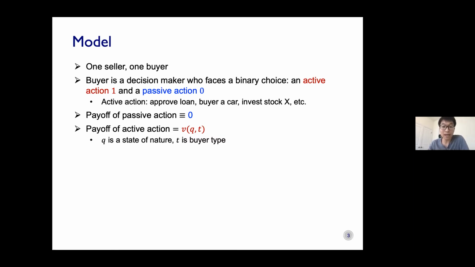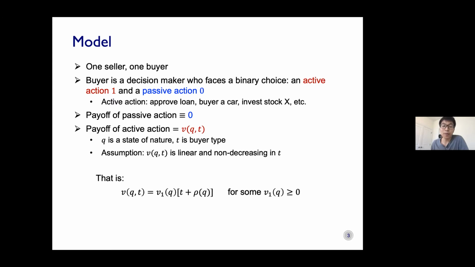But your payoff for the active action is V, a function V that depends on Q, which is the state of nature, and T, the buyer's private type. I use the notation Q as opposed to the typical theta or omega because I want you to think about Q as the quality of this active decision. The only assumption we're making about this payoff function is that it's linear and non-decreasing in the buyer type T. What does that mean? It means there exist a function V1(Q) and a function rho(Q) such that V(Q,T) can be written in this linear format, where V1(Q) is non-negative because we're assuming it's non-decreasing in the buyer type T.